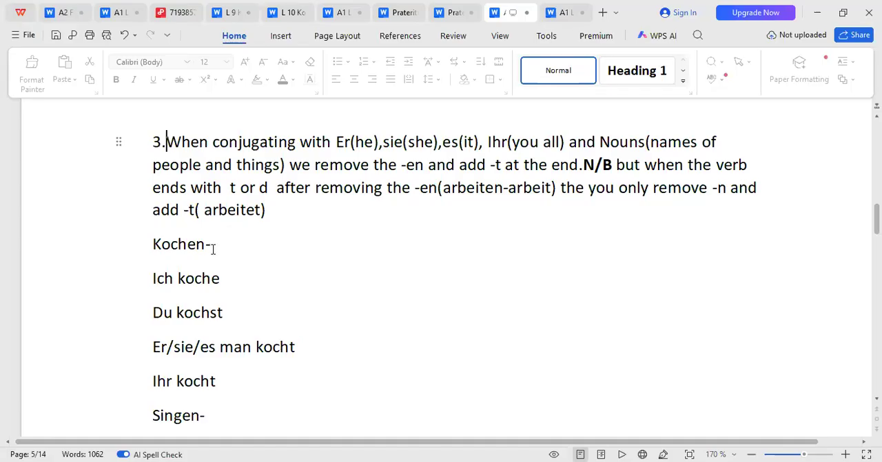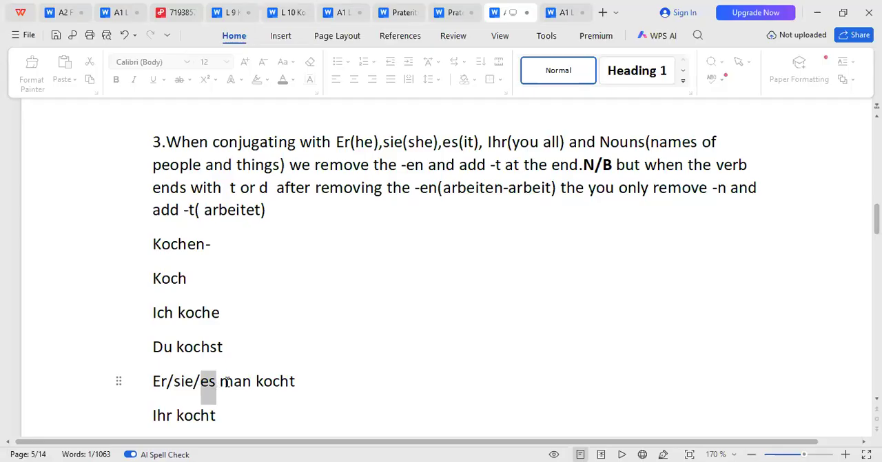Because it is simple, students, I will tell you with kochen: remove the en first. You have the koch. So with ich, say ich koche, add an e at the end. With du, write du and add an st: du kochst. You are cooking. Then er, er is he, sie is she, es is it.